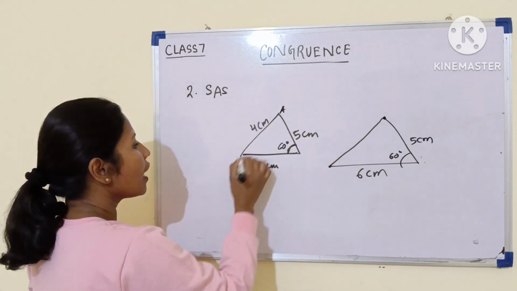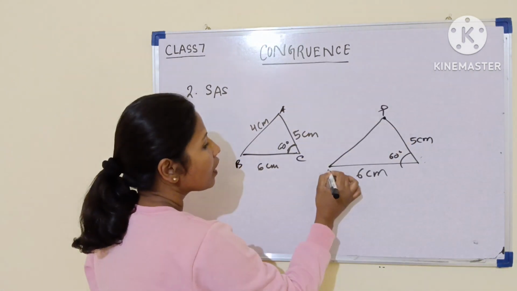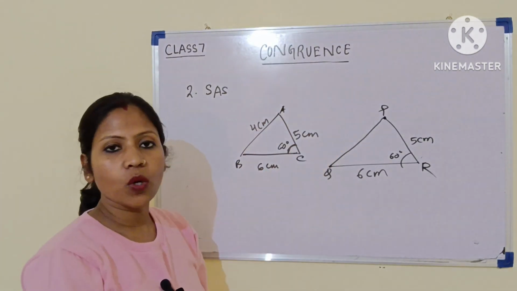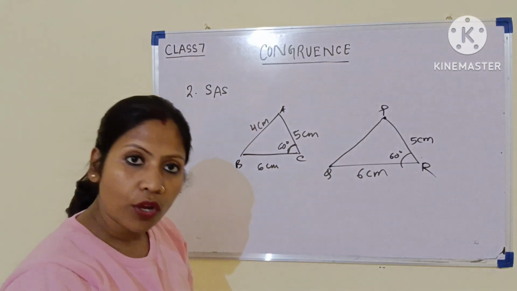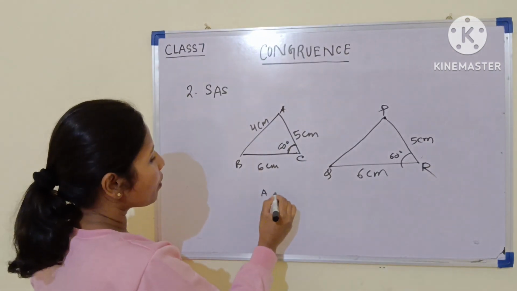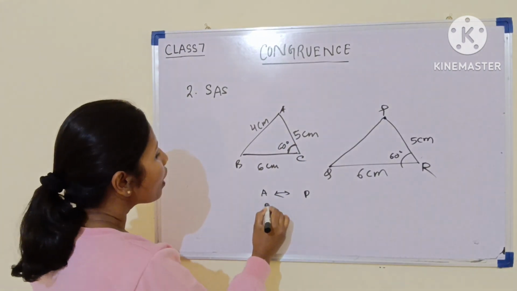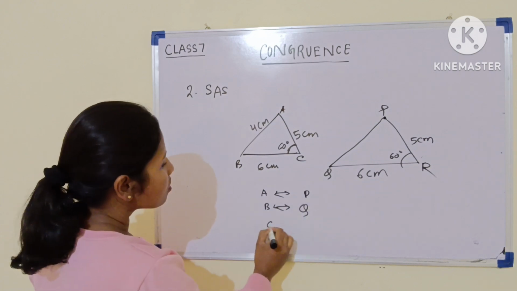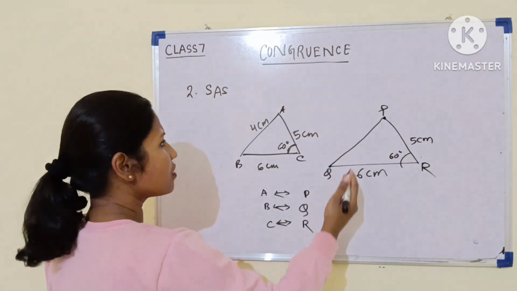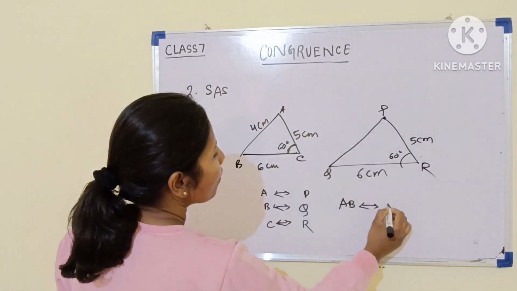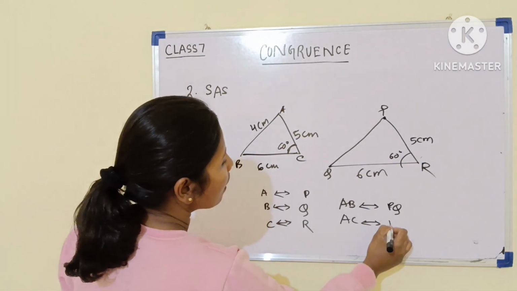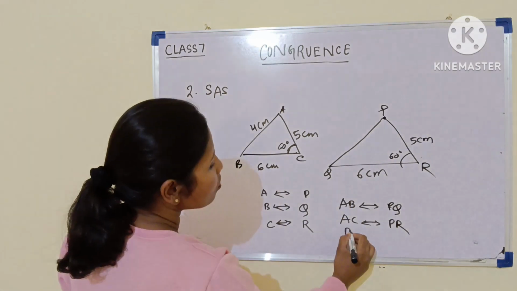So this is A, B, C and P, Q, R. These 2 triangles are congruent now. The same way you can write the corresponding things. A corresponds to P, B corresponds to Q and C corresponds to R. AB, this can be the other side also. AB corresponds to PQ, AC corresponds to PR and BC corresponds to QR.